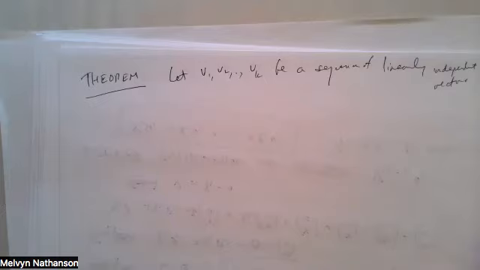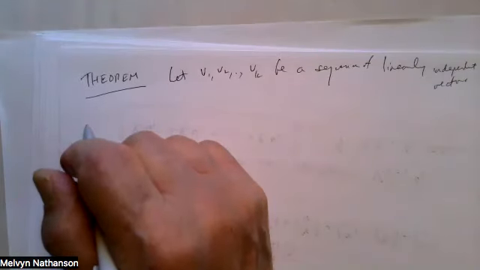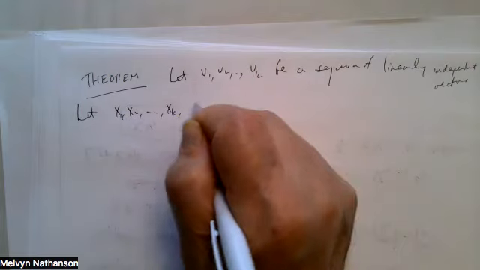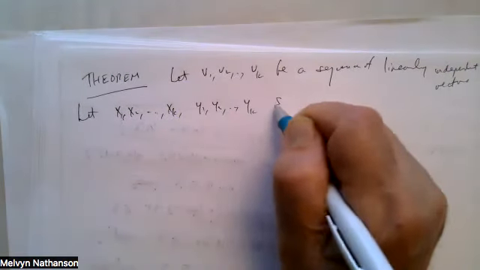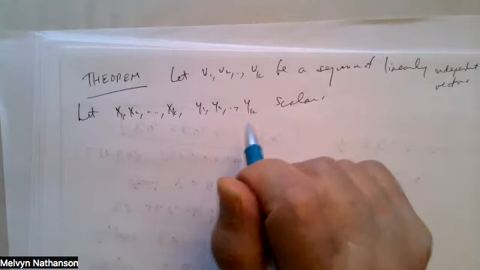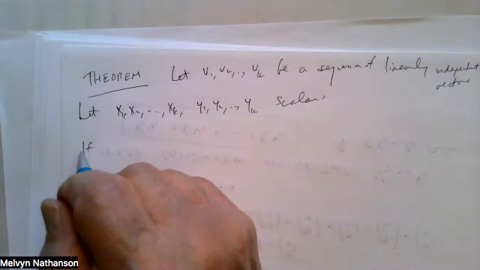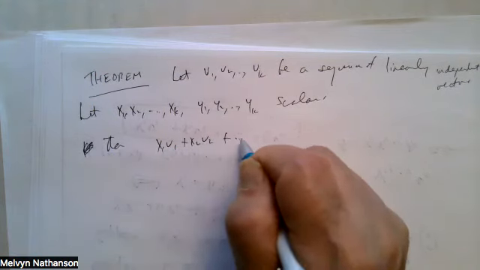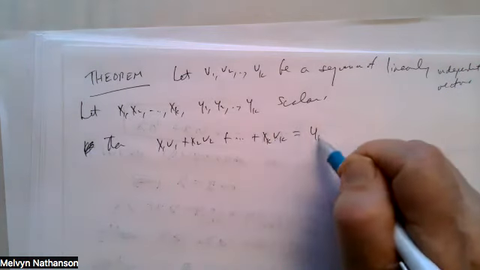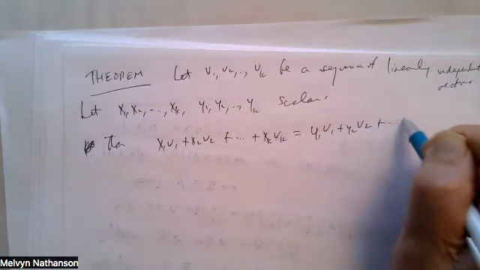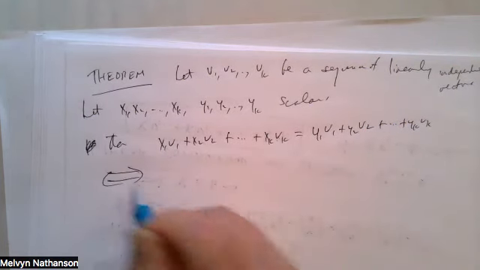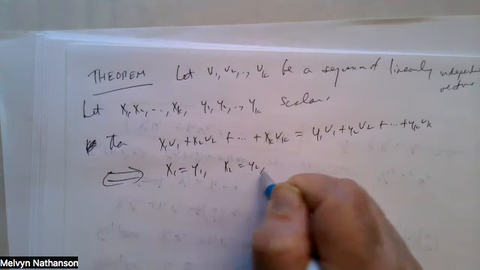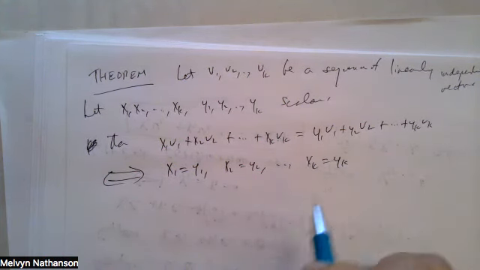So let v1 up to vk be a sequence of linearly independent vectors, and let x1, x2 up to xk and y1, y2 up to yk be scalars, numbers. Then x1 v1 plus x2 v2 plus up to xk vk equals y1 v1 plus y2 v2 plus up to yk vk if and only if these numbers are exactly the same: x1 equals y1, x2 equals y2, and so forth, xk equals yk.